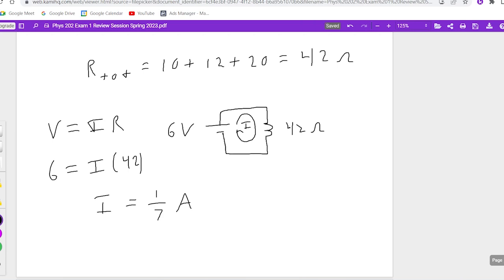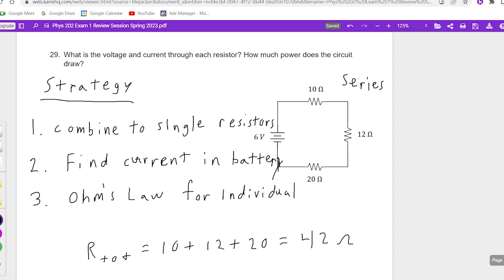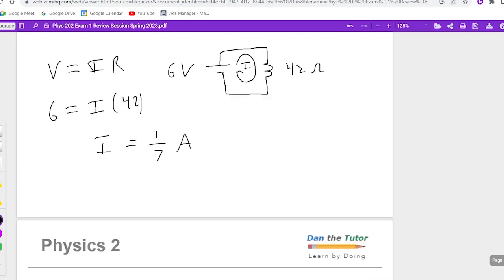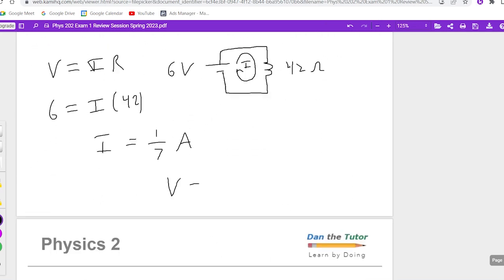And now, remember this. Remember how we said that for series, the current is the same? That means the current through all 3 of these resistors is 1/7 amp. So we're like halfway done the question now, because we want to find the voltage and the current through each resistor. We have the current through each resistor. It's 1/7 amp for all 3 of them. And now, if you want to find the voltage across any of them or all 3 of them, then you just use Ohm's law. V equals I times R.